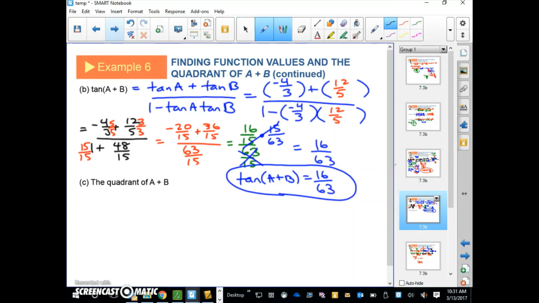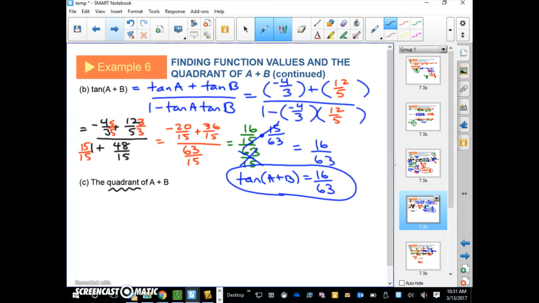So then the last question should be the easiest question. I find students struggle with it a little bit because it's not quite obvious what you're going to do. But they want to know the quadrant of A plus B. Not the quadrant of angle A, not the quadrant of angle B, but the quadrant of what you'd have if you added those two angles together. What quadrant would we be in if we added those two angles together?